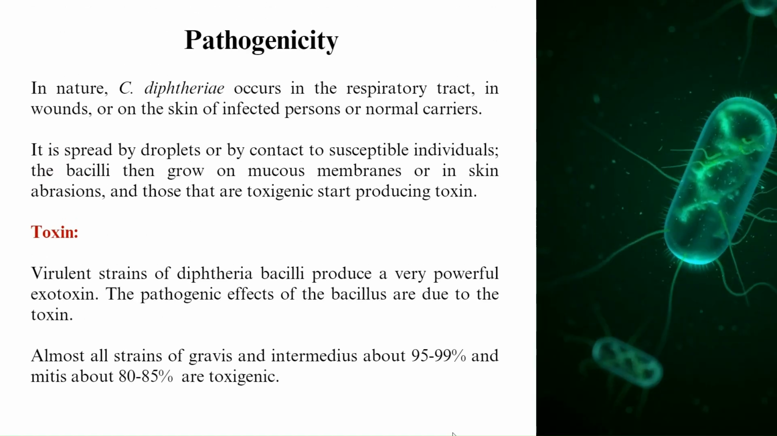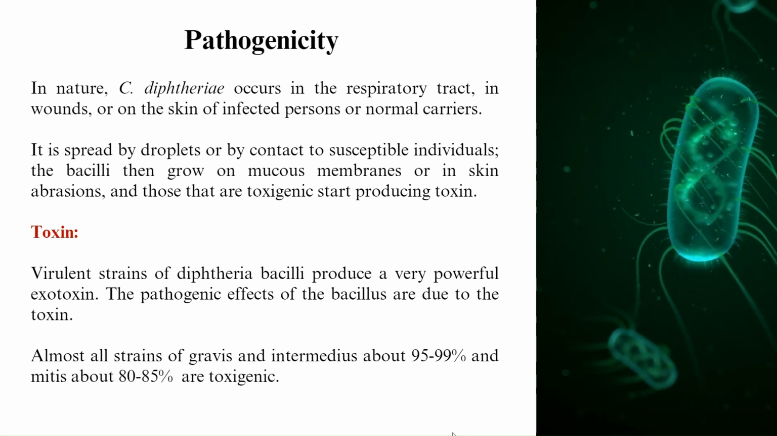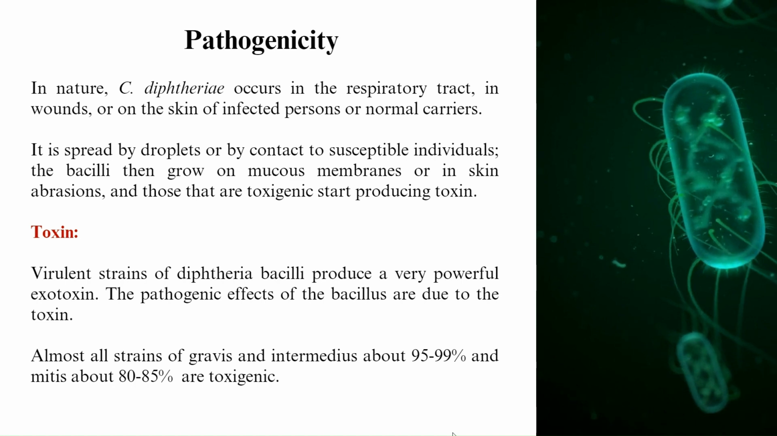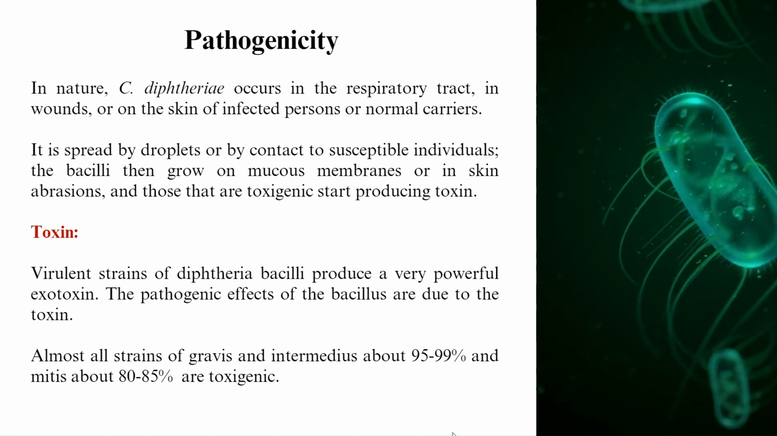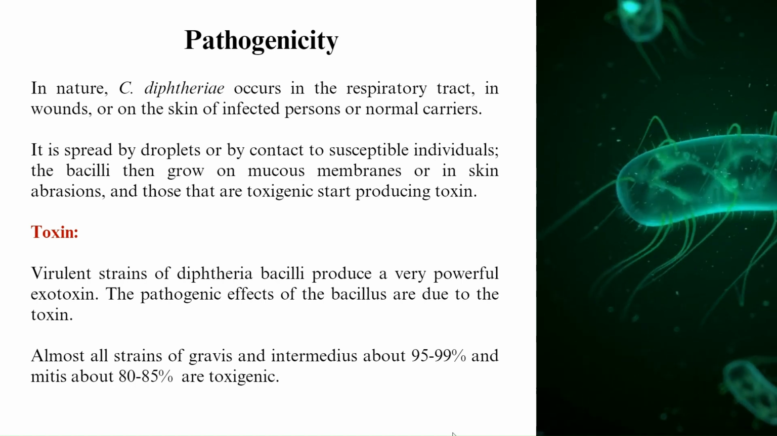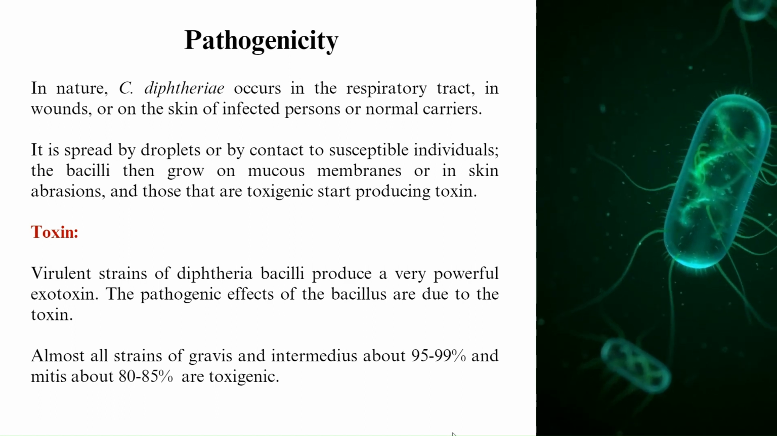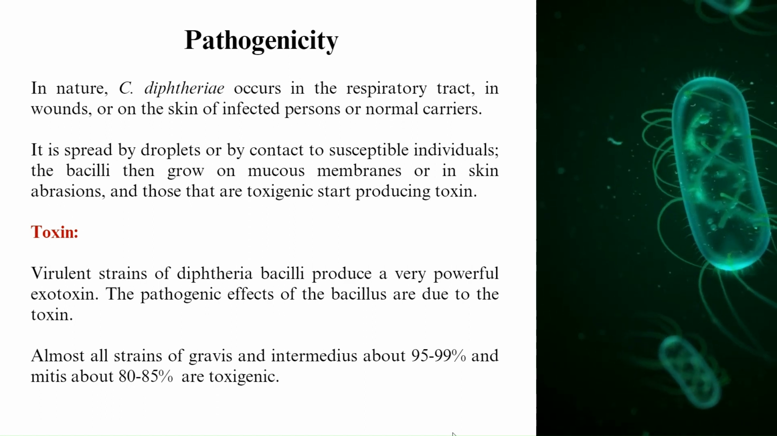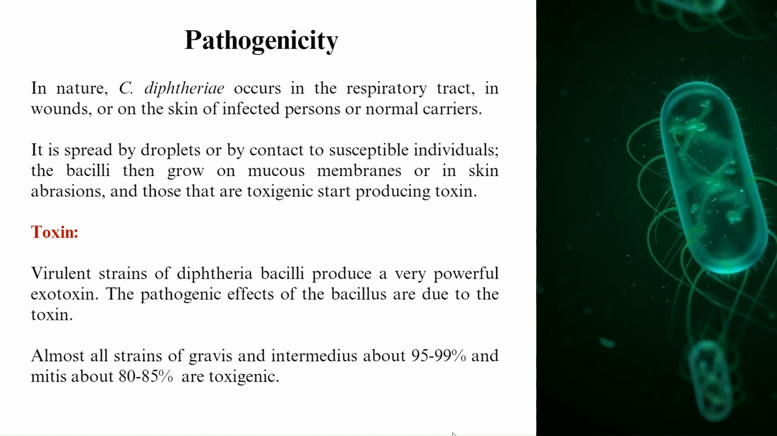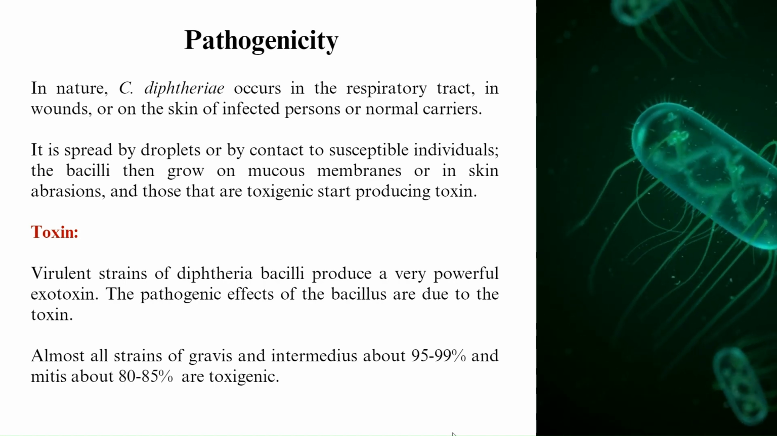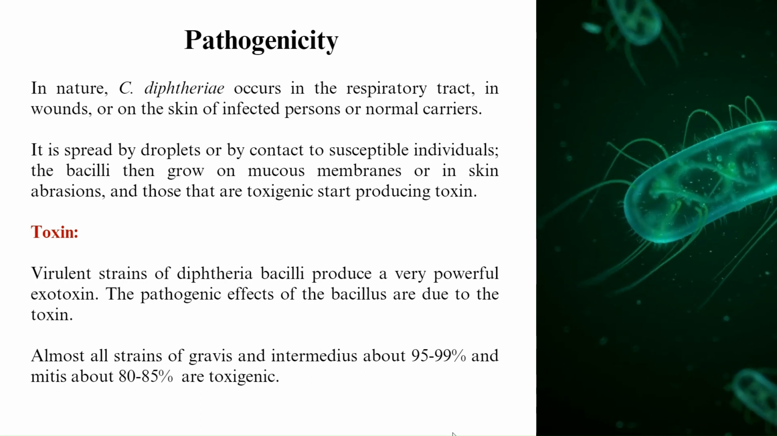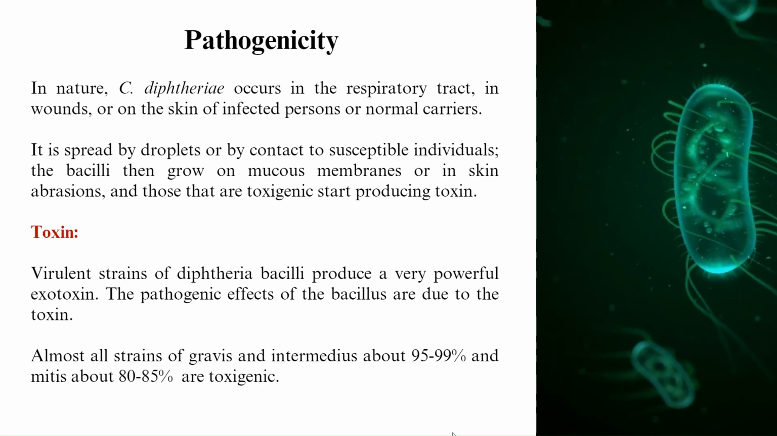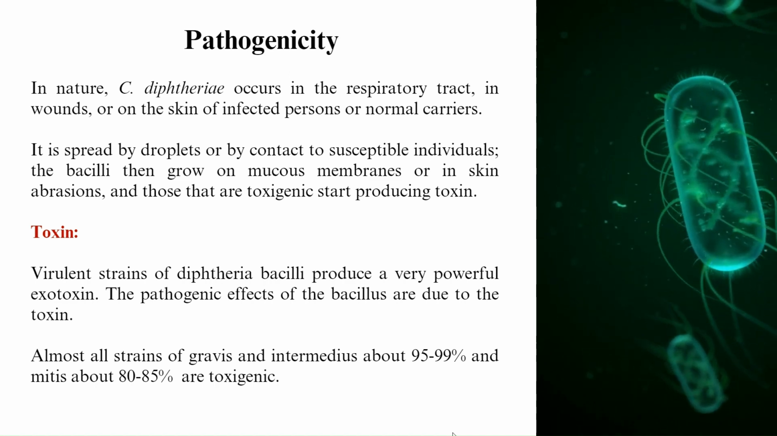Pathogenicity. In nature, Corynebacterium diphtheriae occurs in the respiratory tract, in wounds, or on the skin of infected persons or normal carriers. It is spread by droplets or by contact to susceptible individuals. The bacilli then grow on mucous membranes or in skin abrasions, and those that are toxigenic start producing toxin. Toxin. Virulent strains of diphtheria bacilli produce a very powerful exotoxin. The pathogenic effects of the bacillus are due to the toxin.